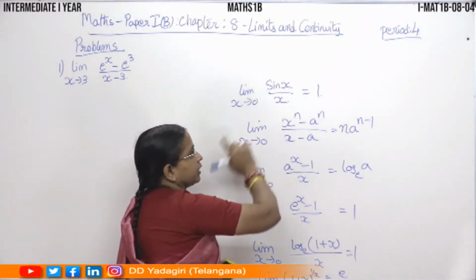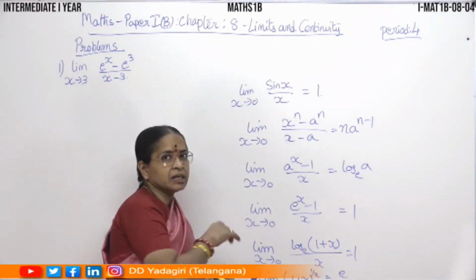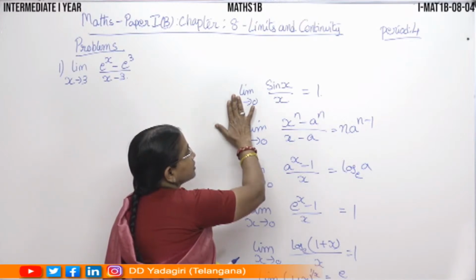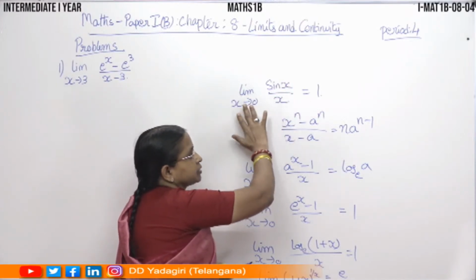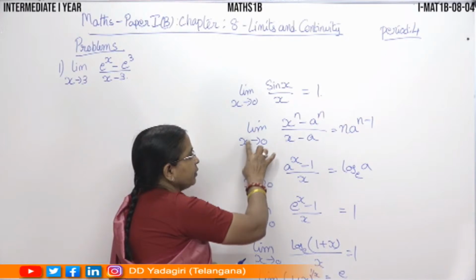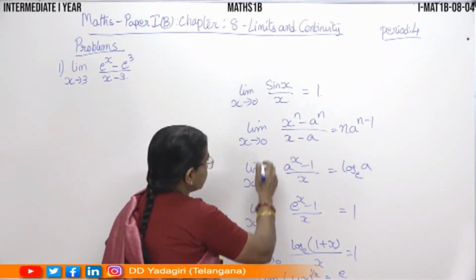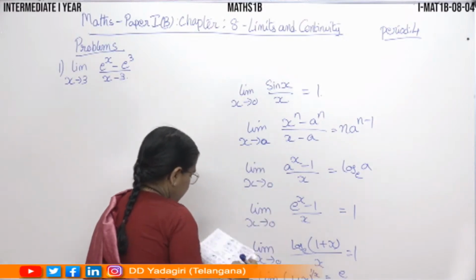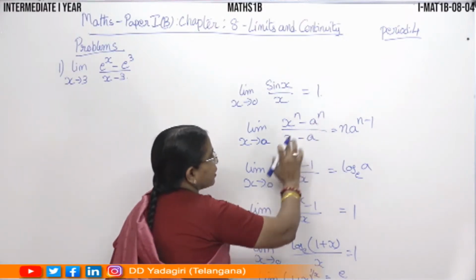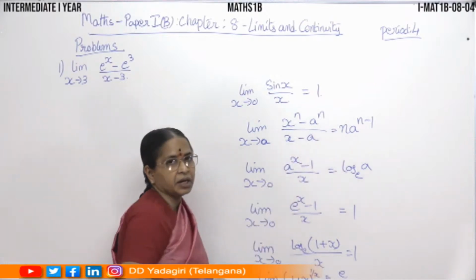x should be in radians. So in all these formulae, as I said, whatever you have here, the same thing should be here and here, the same expression. In the same way, limit x tending to a of (x^n minus a^n) by (x minus a) is n a^(n minus 1).